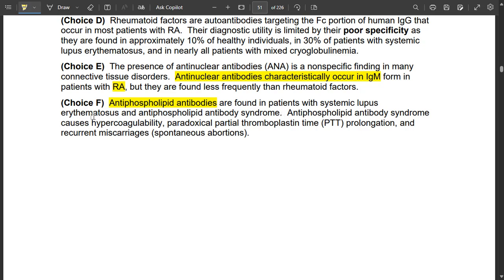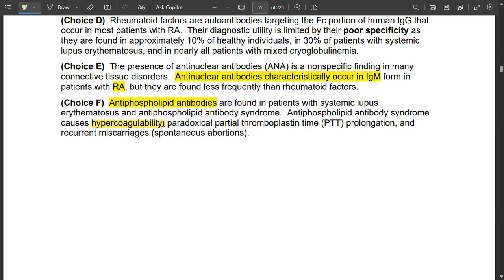Antiphospholipid antibody syndrome causes hypercoagulability. There is a high level of antiphospholipid antibody, which attacks the phospholipids present in the cell membrane. This causes hypercoagulability with a paradoxical increase in APTT. Intrinsic factor deficiency-like features are seen, that is APTT prolongation, and recurrent miscarriages are very common.